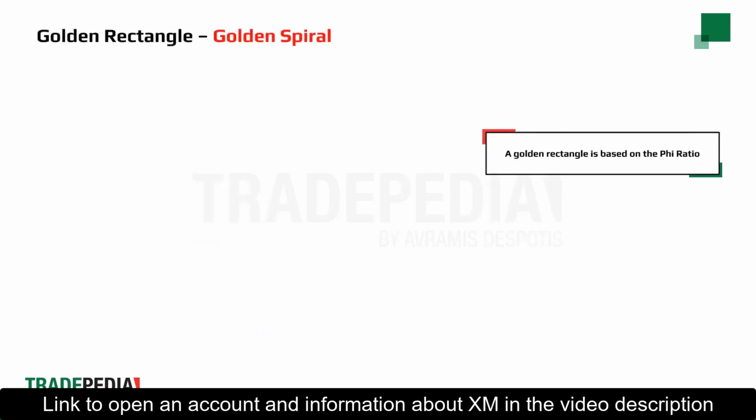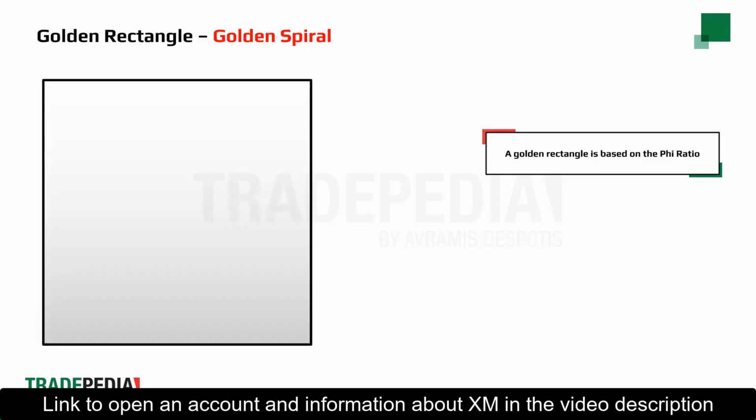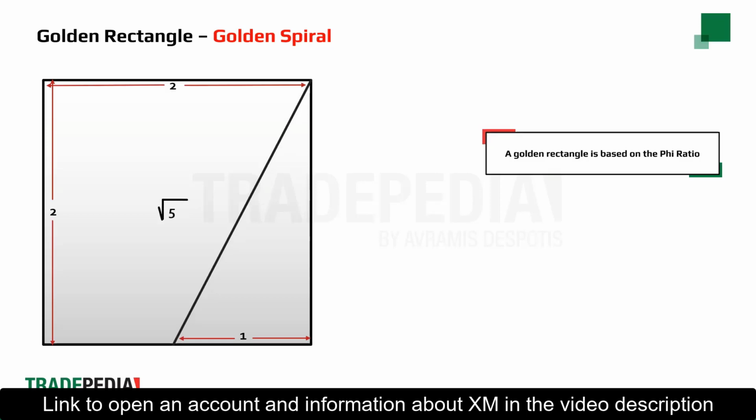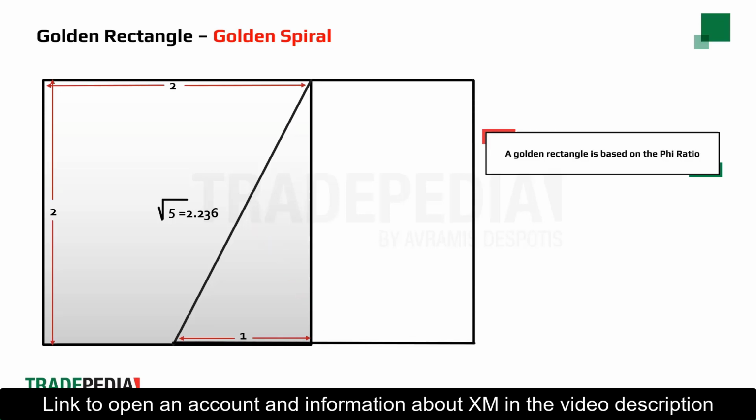Using the golden ratio, you create what Pythagoras called the golden rectangle. Let's see how. If we have a square with dimensions 2 by 2, starting from the middle point, draw a diagonal across the square to create a triangle. As Pythagoras stated, the length of this diagonal is equal to the square root of the sum of the squares of its other sides, which is 2.236. Now we are going to bring this diagonal line down and create a rectangle.